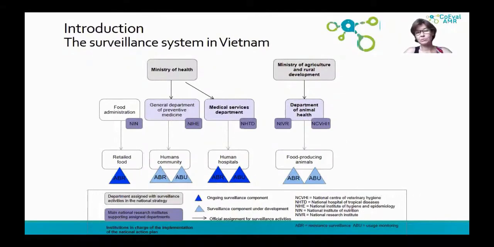Under the Ministry of Health, there were some surveillance activities ongoing in retail food and in hospitals, and some discussions were ongoing about the implementation of surveillance in the community. And under the Ministry of Agriculture and Rural Development, there was some sampling in food-producing animals, but no real structured surveillance network.